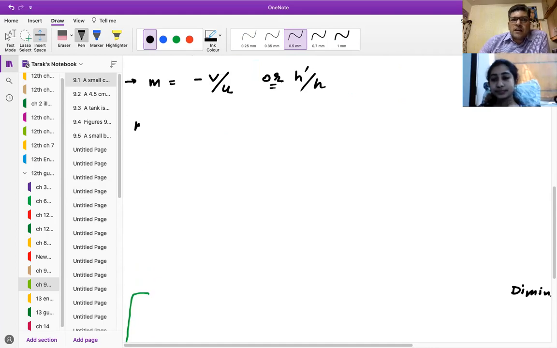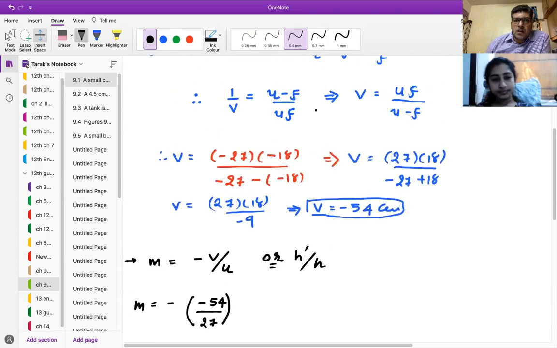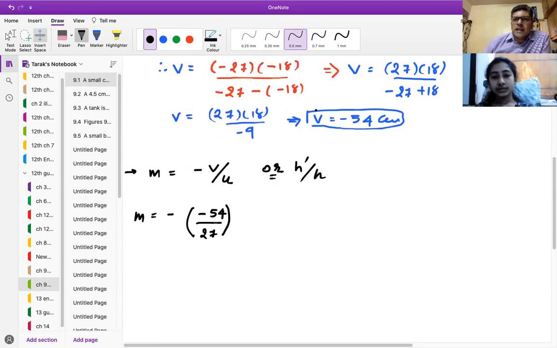So my magnification m equals minus v, which is minus 54, divided by u, which is 27. My u is minus 27, so the two signs cancel. Okay, so I got my value m equals minus 2.